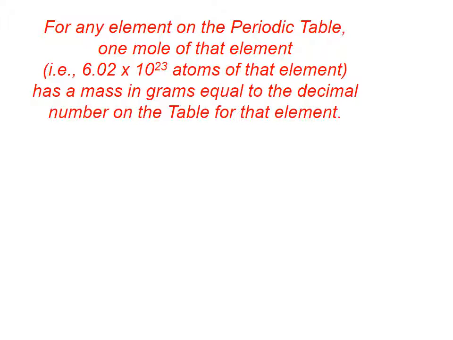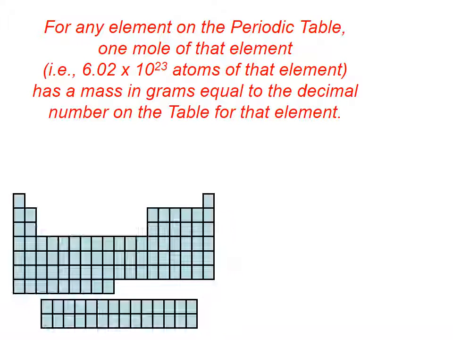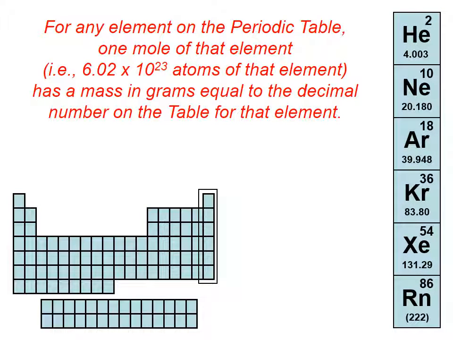For any element on the periodic table, 1 mole of that element, that is 6.02 times 10 to the 23rd atoms of that element, has a mass in grams equal to the decimal number on the table for that element. Let's try to explain this. There's a mock-up of the periodic table. If we look at the rightmost column, those are the noble gases, and on the right side of the screen I've blown that up so you can see it a little bit better.